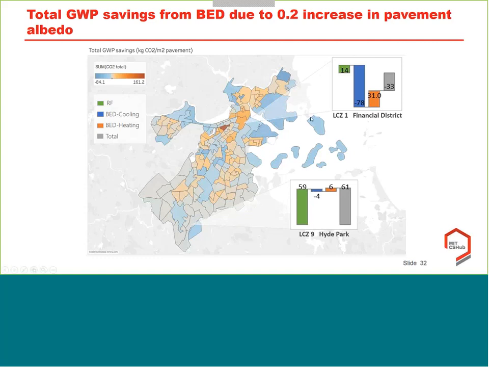What we see so far, though, is that in really dense areas, it usually looks like this, that the BED is going to be bigger than the radiative forcing, whereas the reverse is true in many of those other neighborhoods that we see in the cities.